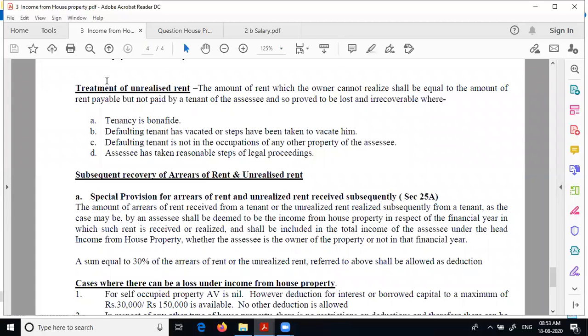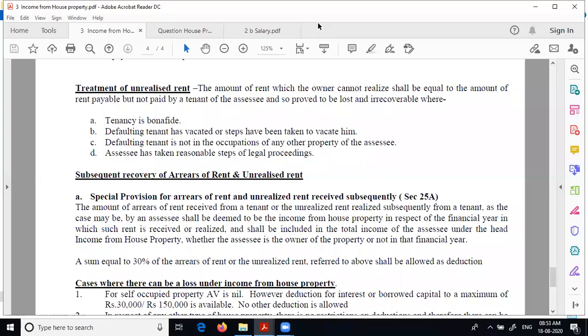Now we are at the last part of house property. We have discussed gross annual value, net annual value, interest, deductions and the standard deduction, and now we are looking at unrealized rent. The amount of rent which the owner cannot realize shall be equal to the amount of rent payable but not paid by the tenant, and proved to be lost and irrecoverable, where the tenancy is proved.